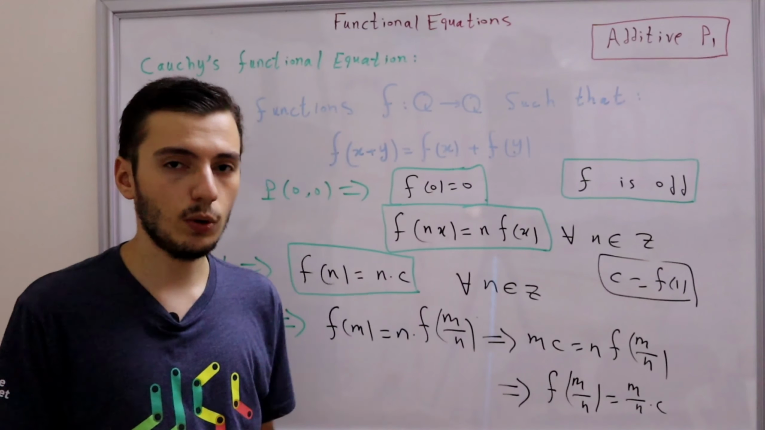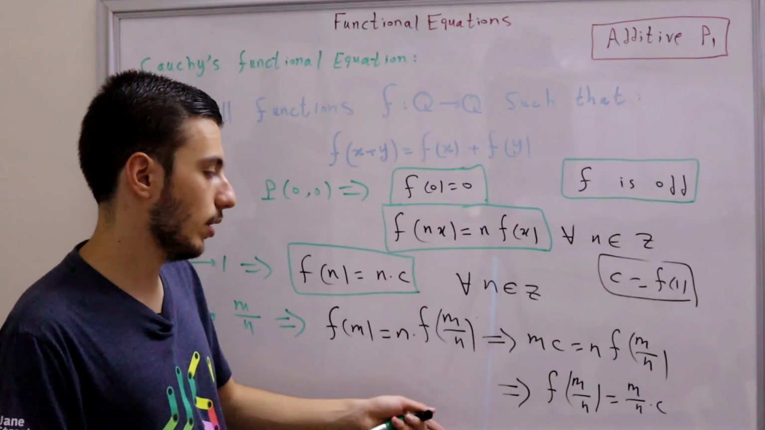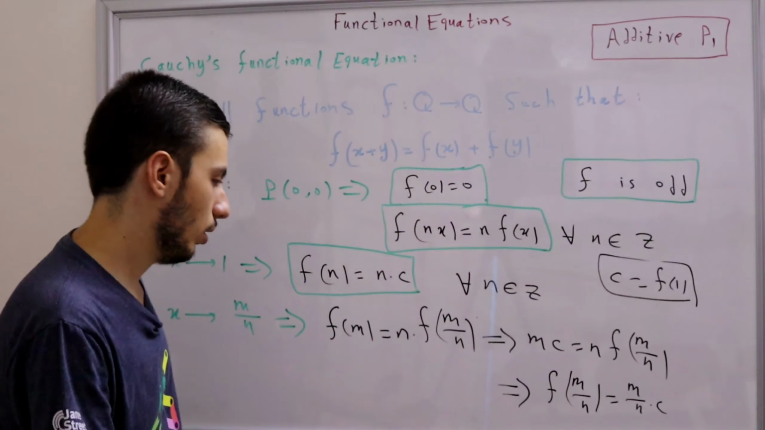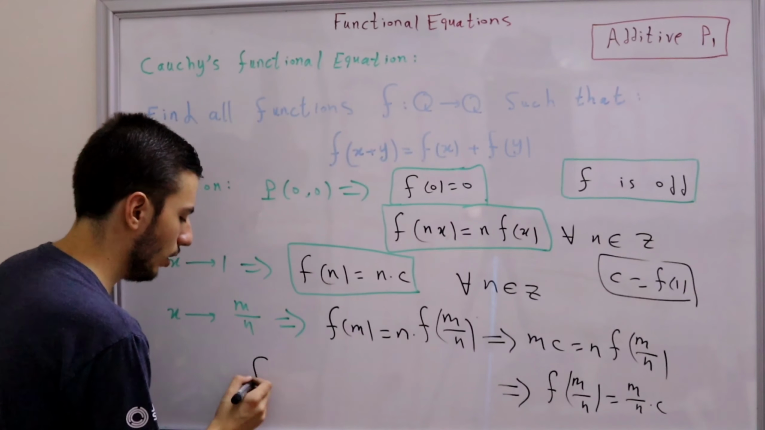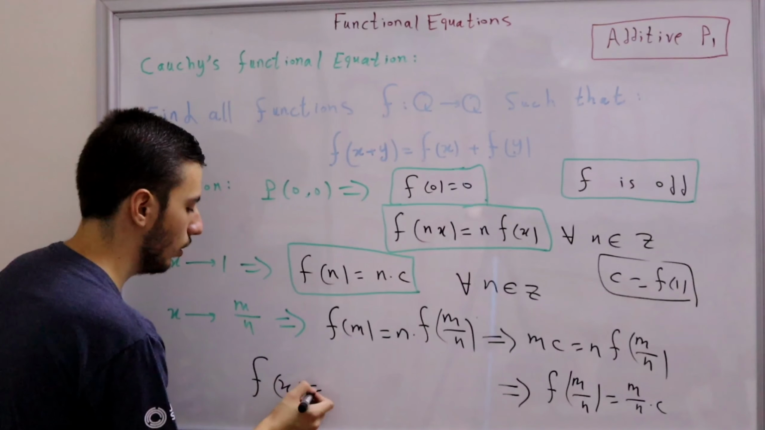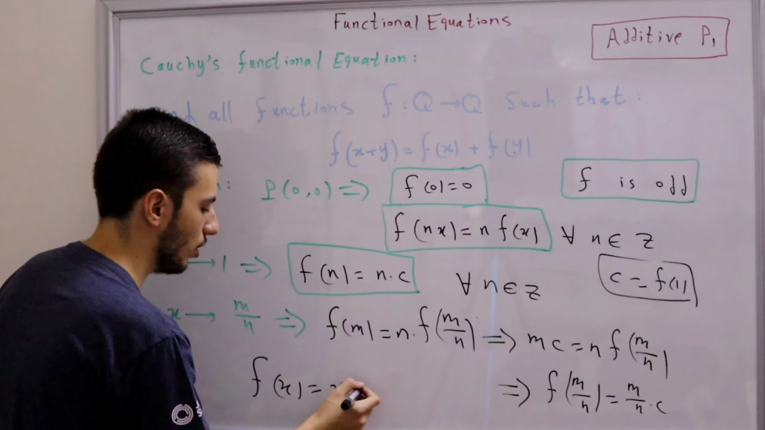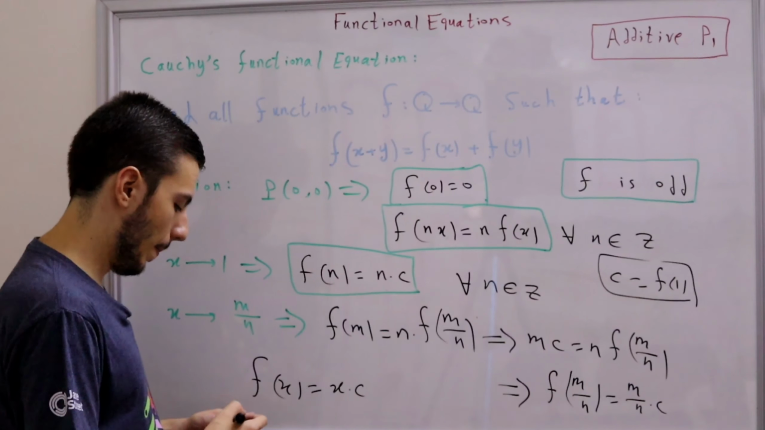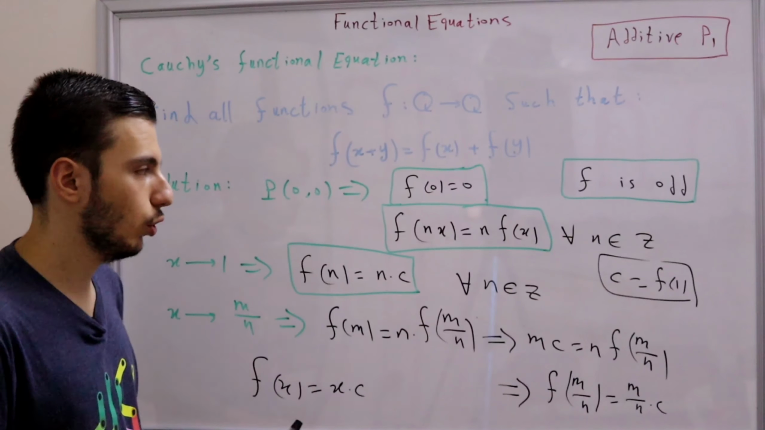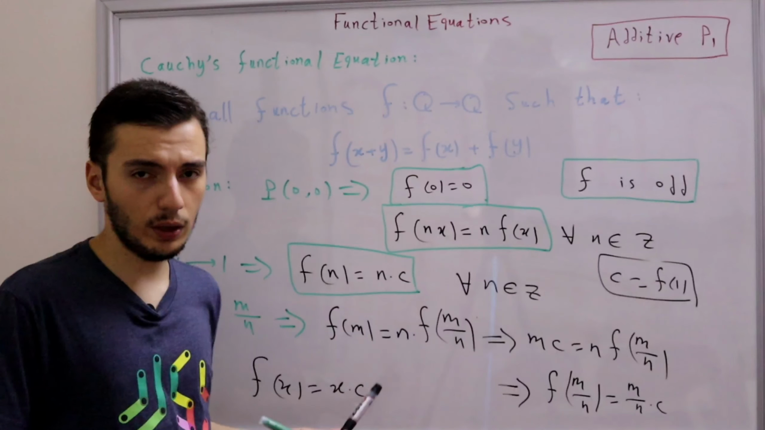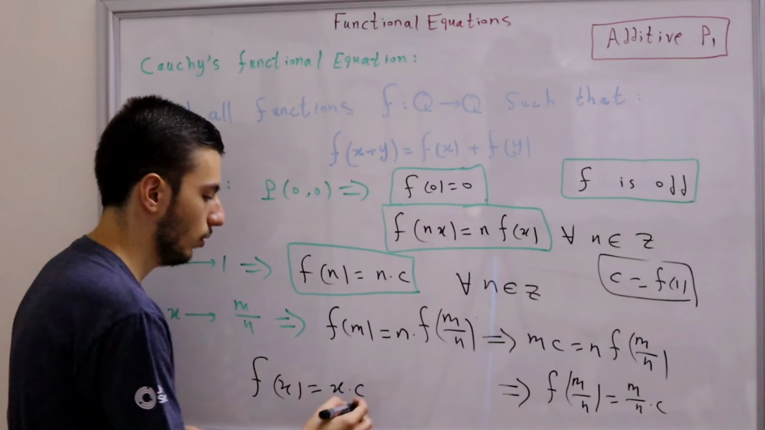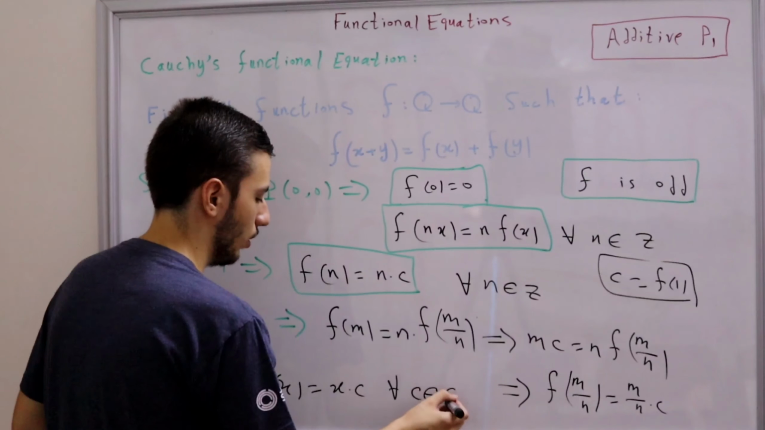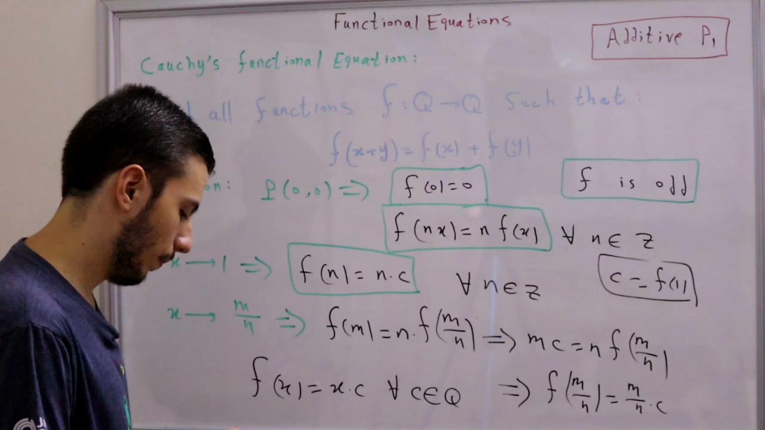So basically this is our solution, because we are already done, because our problem is from Q to Q. So the function is f of x equals x times c for some constant c, any constant c. Of course, c should be a rational number. So for any rational number c. And we are done.